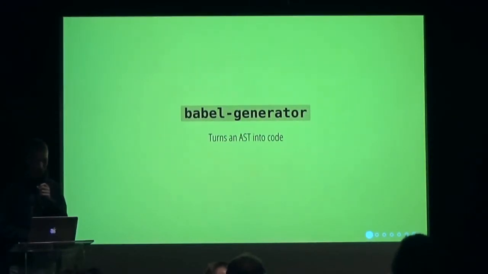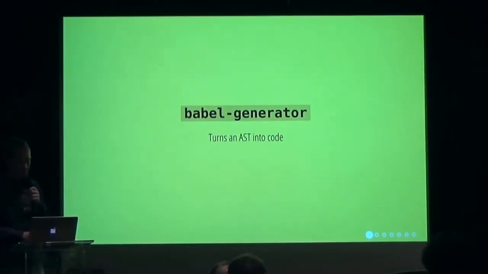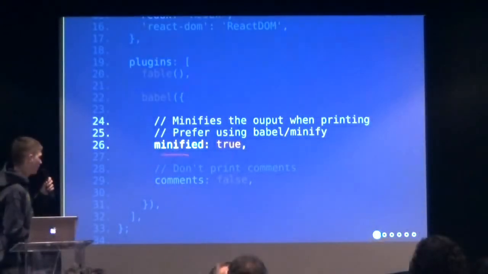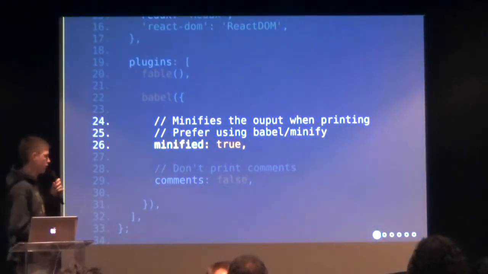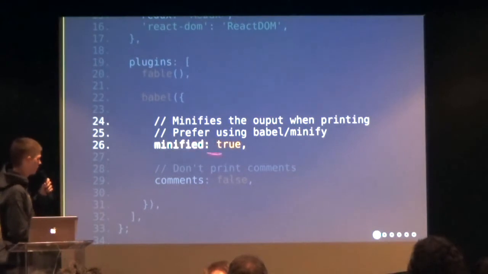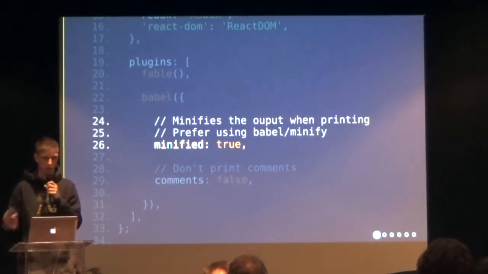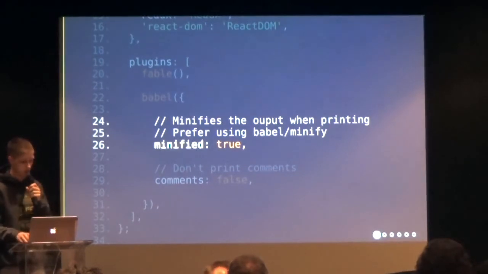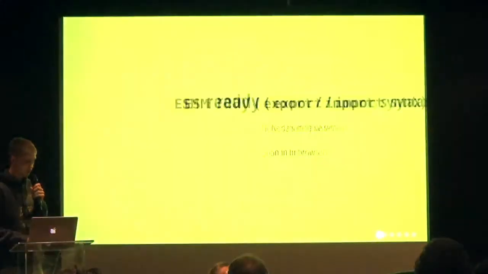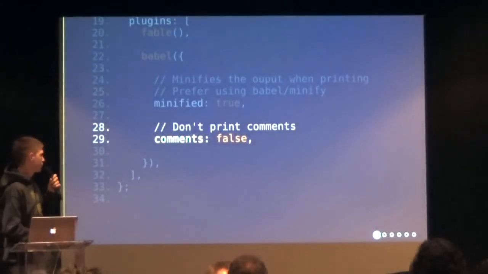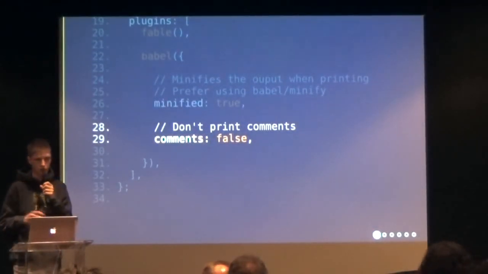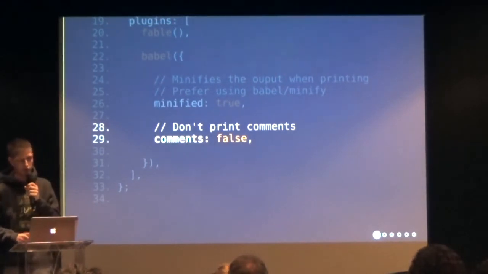And now the secret behind Fable. The real secret is Babel generator. What it does, it takes an AST and it outputs code. Actually, it doesn't have many options. So you can just tell it, I want the output to be minified. Actually, it's better to use Babel minify because this is just a small version of minify. It's just a simpler minification. But you can also not print comments. If you want your bundle to be comment free, you can just say comments false. Just a cool trick.